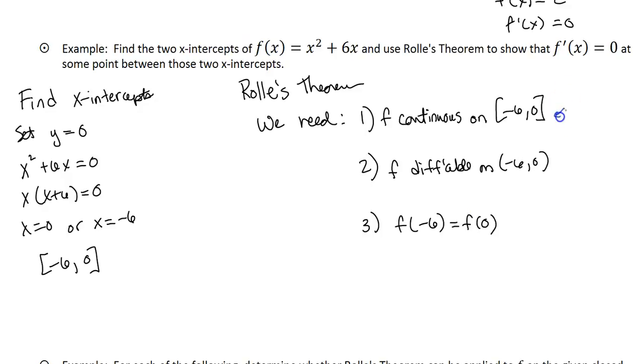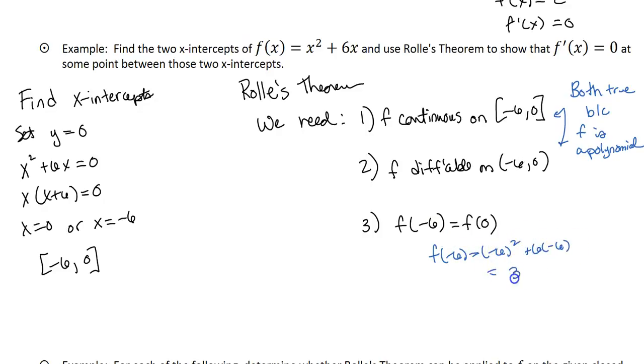The first two are both true because f is a polynomial. So if you're trying to do this on a test, you do need to at least state the reason why both of these things are true. You have to go through all three of the questions. Now the third one, we can just plug the numbers in and test them. So f of negative 6 would be negative 6 squared plus 6 times negative 6, which is 36 minus 36, which is 0. And f of 0 is 0 squared plus 6 times 0, which is 0 plus 0, or 0.